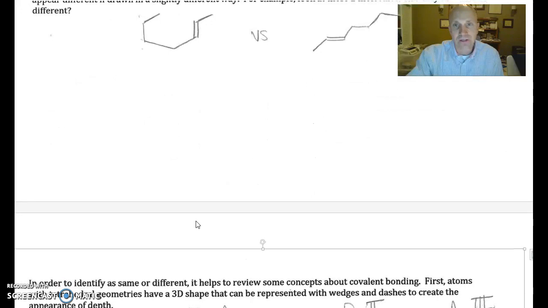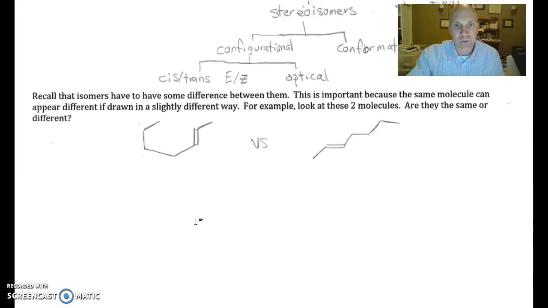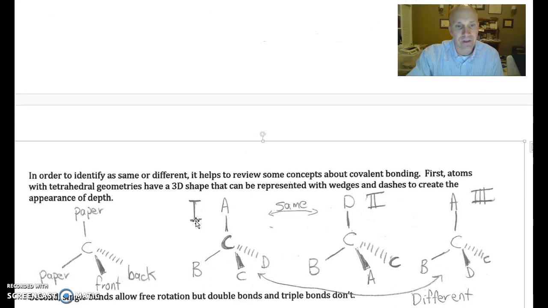So there are three issues that we can have. First of all, when you have tetrahedral geometries, they have a three-dimensional shape, and the way it's typically drawn is with these wedges and slashes. Anytime it's a solid line, it's assumed to be in the plane of the paper that it's written on. When you use a solid wedge, it's coming out to the front. This is going out to the back. And so these three would be like the legs of a tripod.